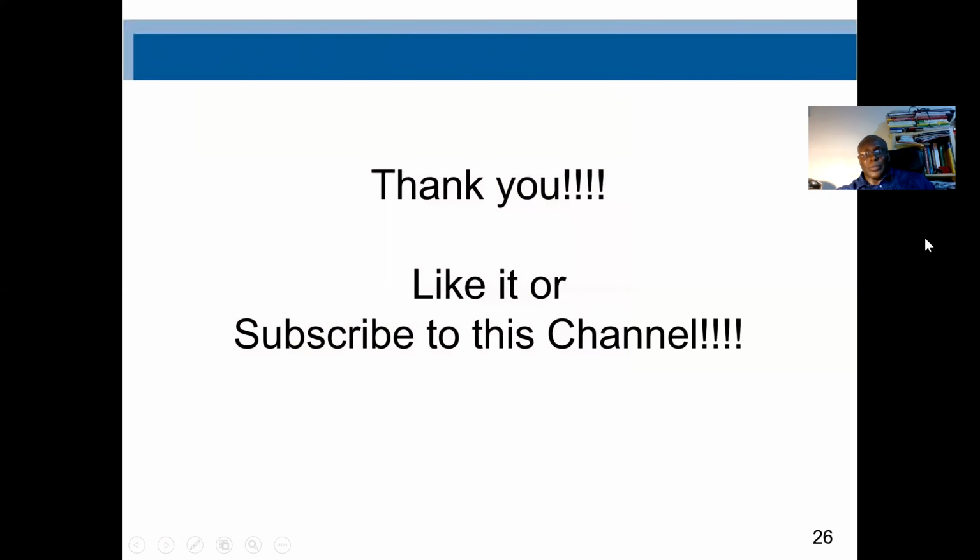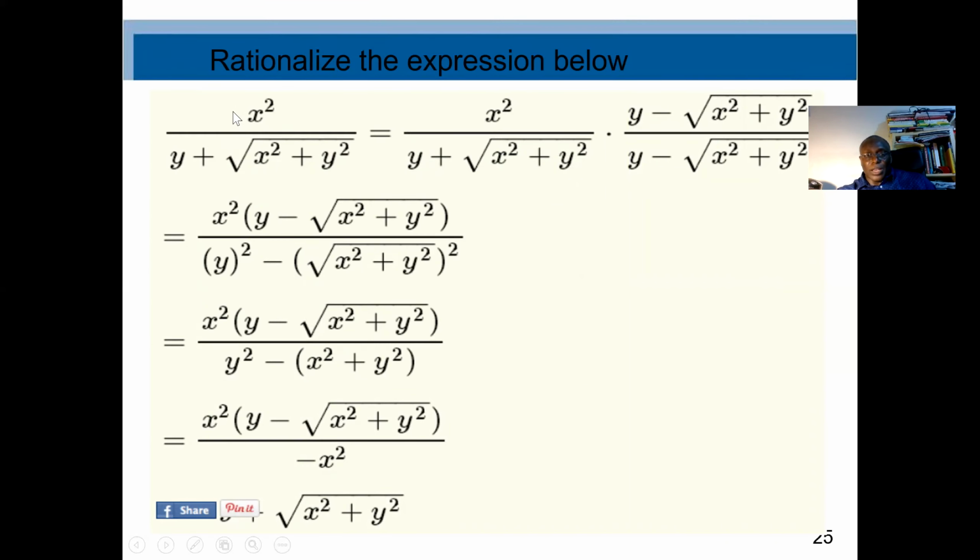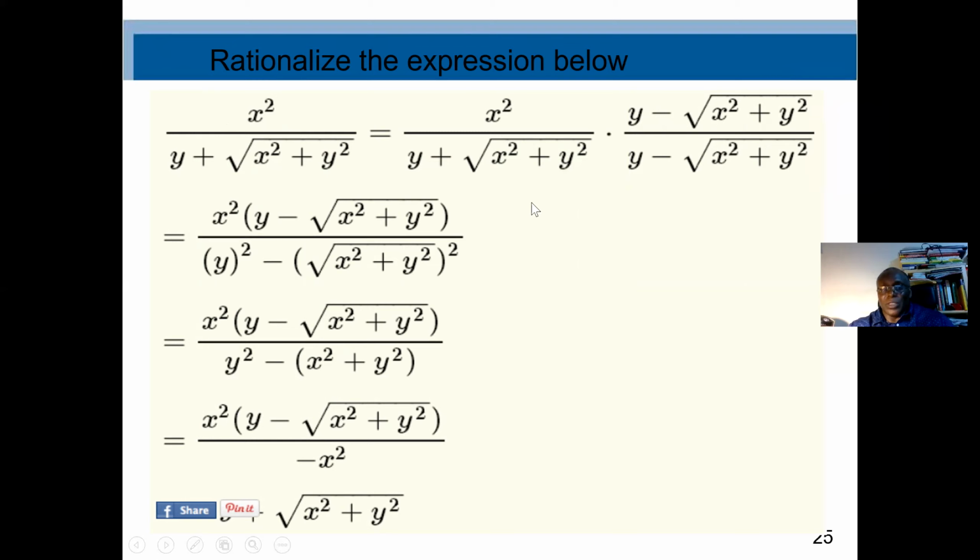Another example here, which is our last example. We have x squared over y plus the square root of x squared plus y squared. Now here the goal is to deal with y plus the square root of x squared plus y squared. So we are going to use the difference of two squares. If I multiply by y minus the square root of x squared plus y squared, I'll have a difference of two squares here. So it will be y squared minus the square root of x squared plus y squared, all squared. So the square will cancel the square root.